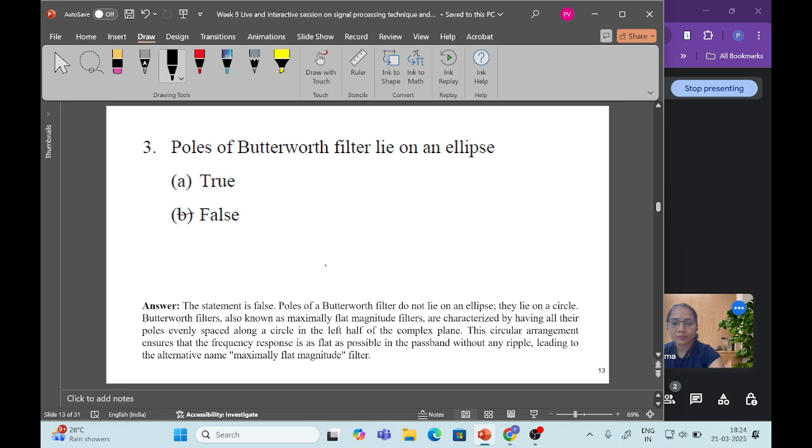So the poles of a Butterworth filter lie on a circle.